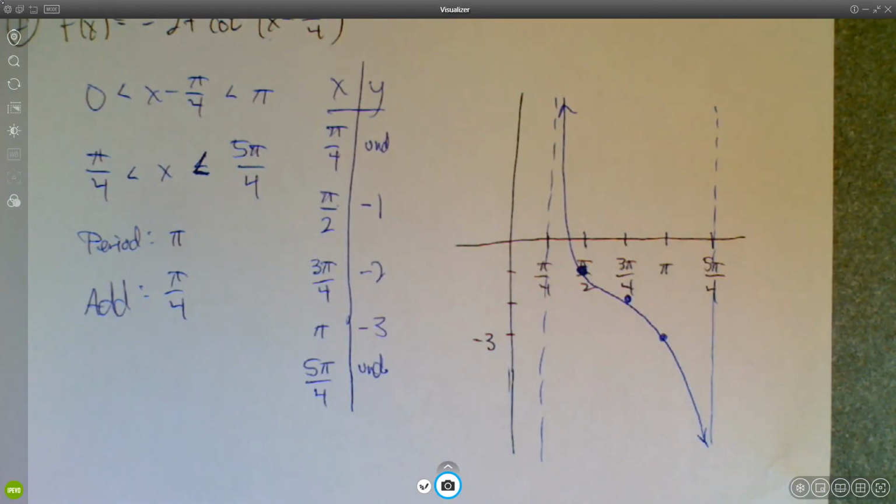Okay, so that'll do it for the tangent and cotangent functions. In the next section we'll talk about secant and cosecant.